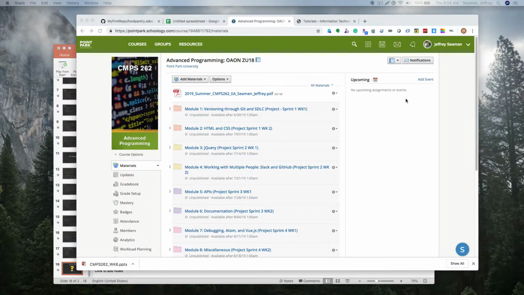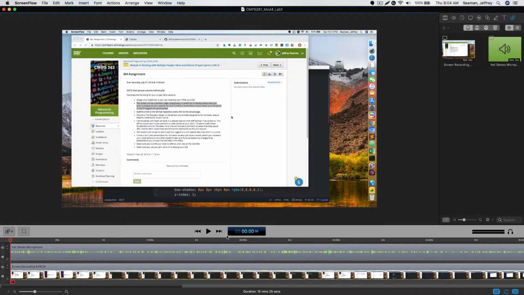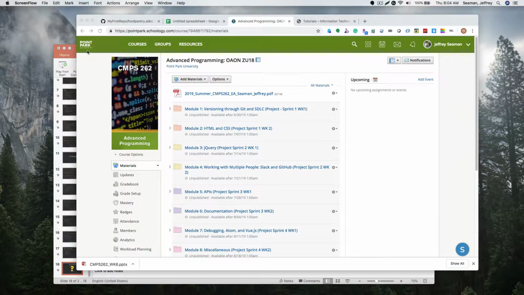I don't really have a lecture on this one. Module 4, we do have a lab. The module 4 lab is a pretty important lab that we go through, and we talk about everything that we're going to be working on this week. So you definitely want to check out the lab.